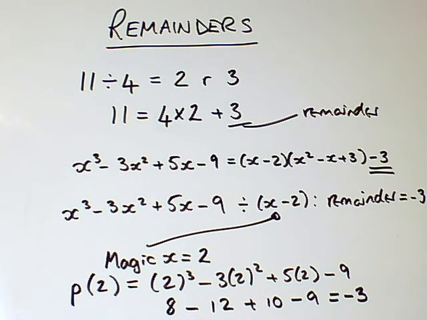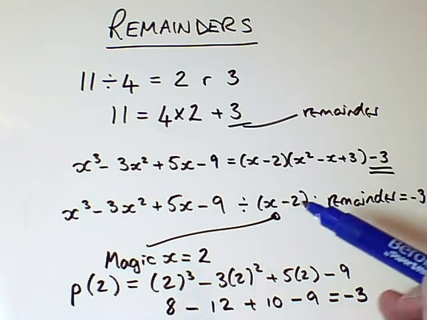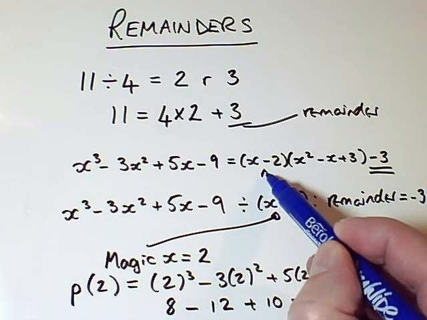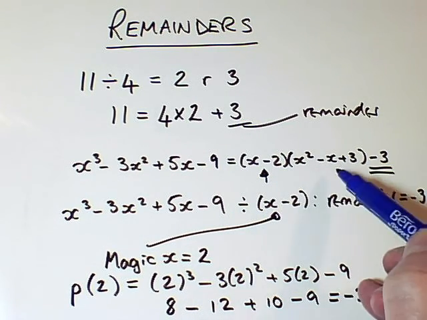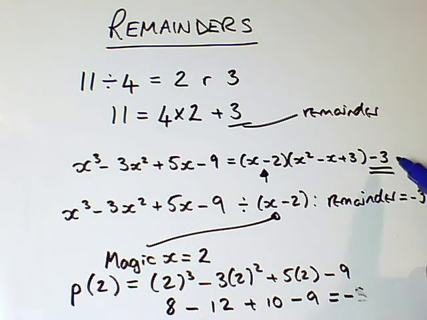And I can actually explain why that's true. If we go back to this line here where we defined what the remainder was, you can see that if I take x to equal 2, that bracket here is going to be 0. So it doesn't matter what this works out to. 0 times anything is 0. So the whole of that will cancel out when I put the magic x in. And the answer I get will just be the minus 3, which is what we defined to be the remainder. So that's the way the method works.